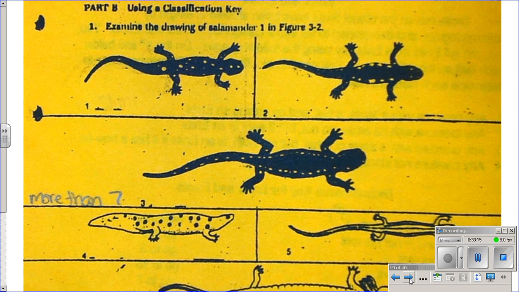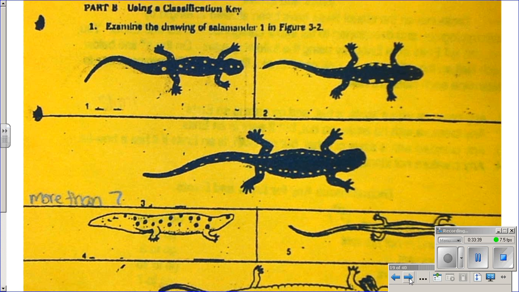So when you look at the top of the key, you see number 1, A and B. Hind limbs absent, hind limbs present. For number 1, does he have hind limbs? Yes. What do the instructions say? Go to 2. Okay, is everybody following me so far? So then you point to 2. You see 2A and 2B. External gills present, external gills absent. Absent, so go to 3.